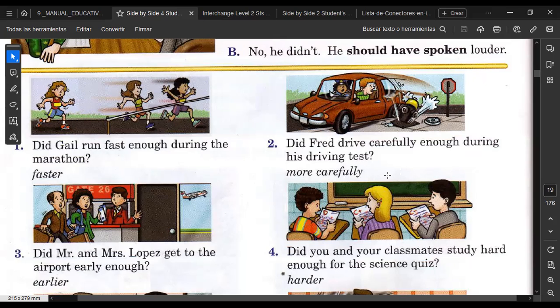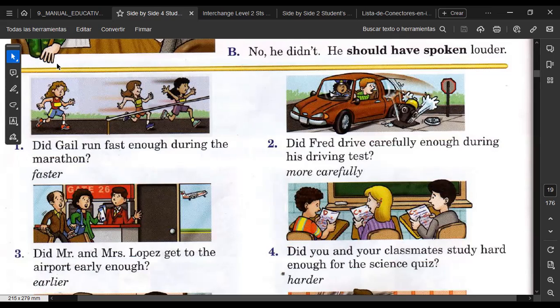Él no lo hizo. He should have been. ¿Sería been? ¿Verbo? El verbo. He should drive. Have driven. More carefully. Excellent, right? Entonces, so the sentence is, no, he didn't. He should have driven, porque es el verbo principal, more carefully. More carefully, esto va al final, ¿verdad?